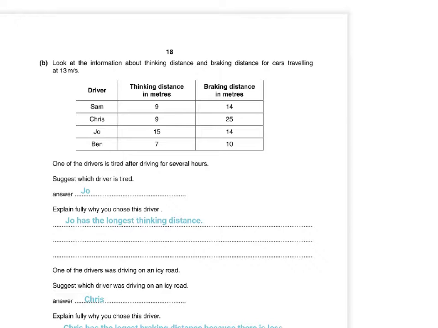So I'm looking for things that stand out. One of the drivers is tired after driving for several hours. Suggest which driver is tired. So if you're tired, your reflexes are going to slow down. So if your reflexes slow down, then your thinking distance is going to increase. So the answer is Joe, and our explanation is very straightforward. Joe has the longest thinking distance.